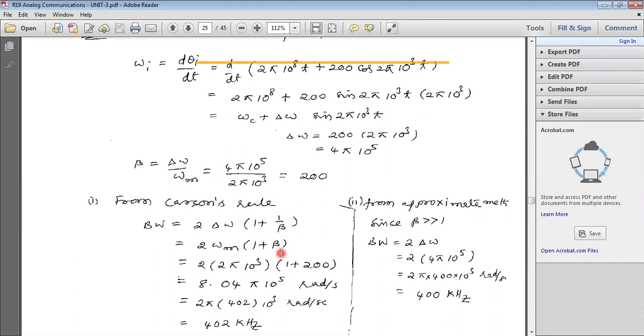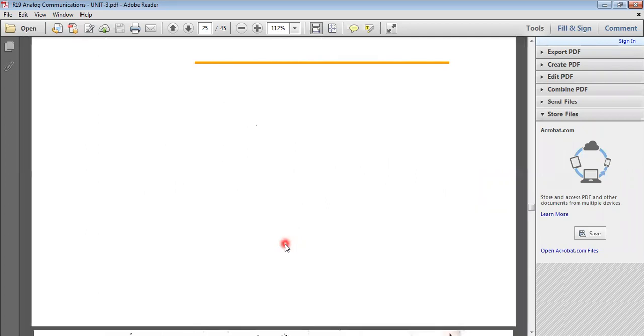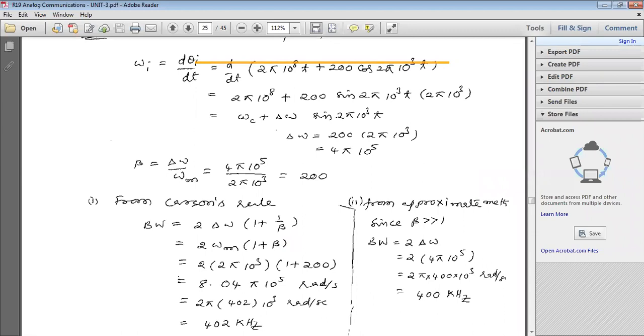Now you substitute omega m and beta, or otherwise directly here we have delta omega and beta also. You substitute those parameters also. In that situation also we get the bandwidth. What is the bandwidth? It is 402 kilohertz.